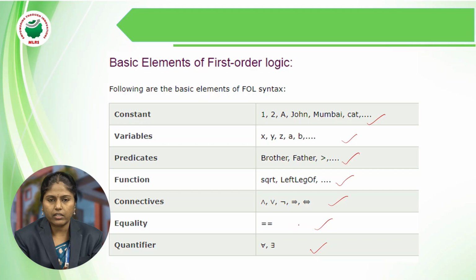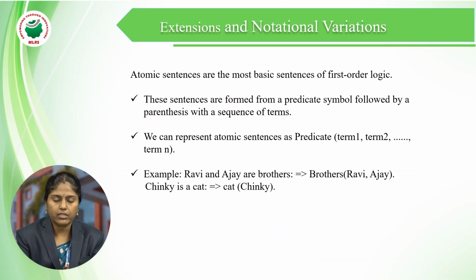And the next one is equality. Here this symbol is the equality symbol, and this is the quantifier. These are the two quantifiers that we are using in FOL, first order logic, that is the universal quantifier and the existential quantifier. Okay, these are the elements that we are using in first order logic.